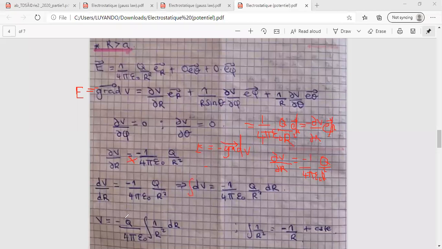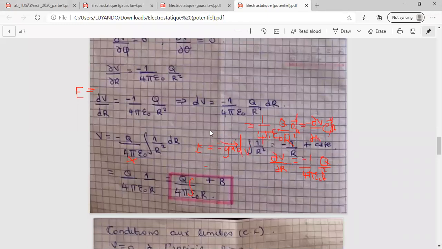V, which is V equals negative Q over 4 pi epsilon, integral of 1 over R squared times dr. And then if I integrate 1 over R squared, I'm going to have this guy here. So if I integrate this, I'm going to have this guy plus a constant, which is what I'm going to have here.